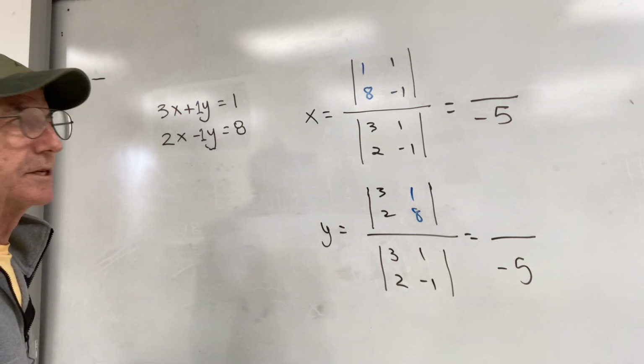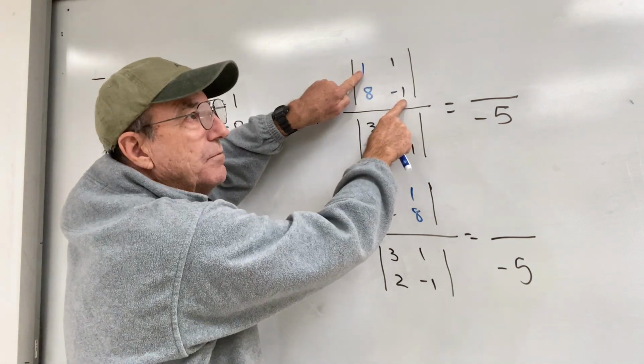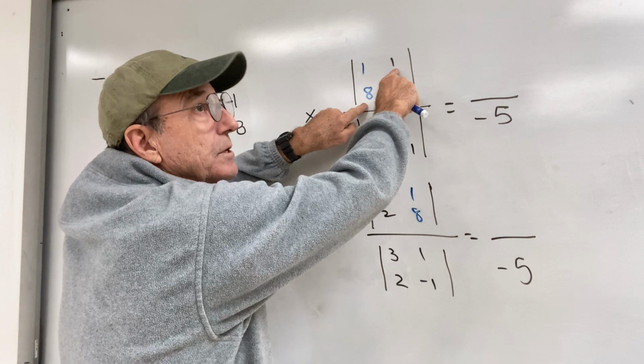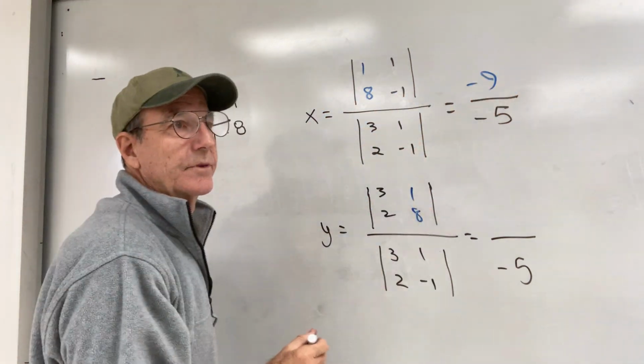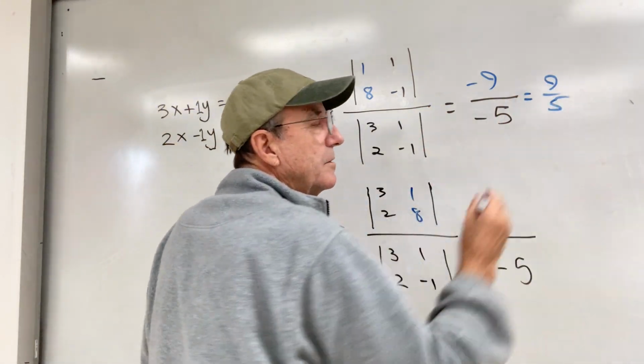And let's go ahead and work this out. So remember, multiply the main diagonal, that's negative 1. Multiply this way, that's a positive 8. And we subtract. So negative 1 minus 8 is negative 9. Okay, so negative 9 divided by negative 5 is 9/5. That was our x value.